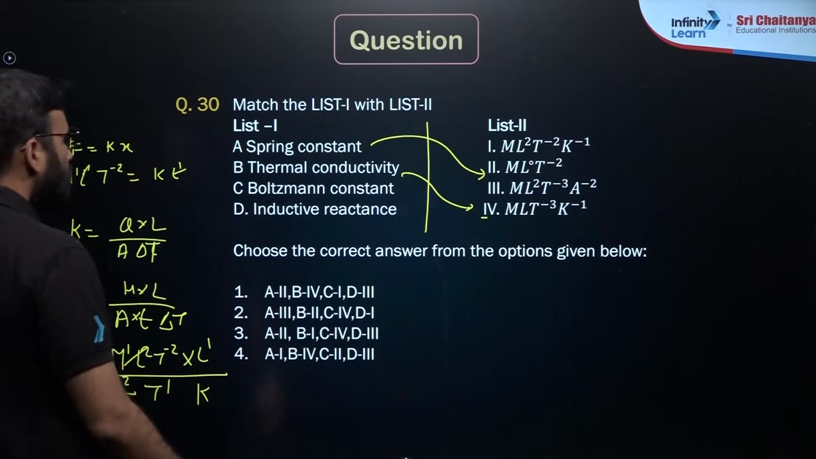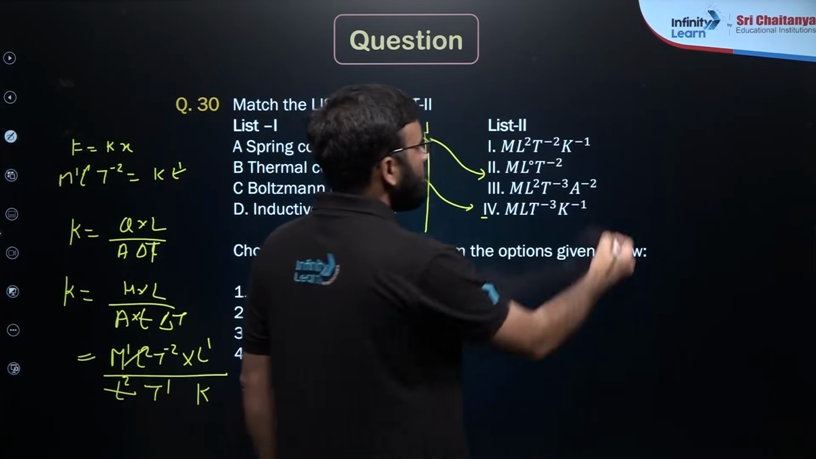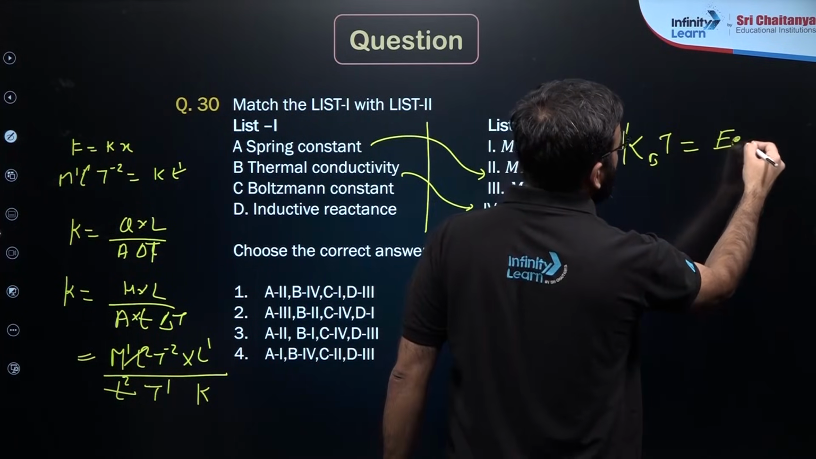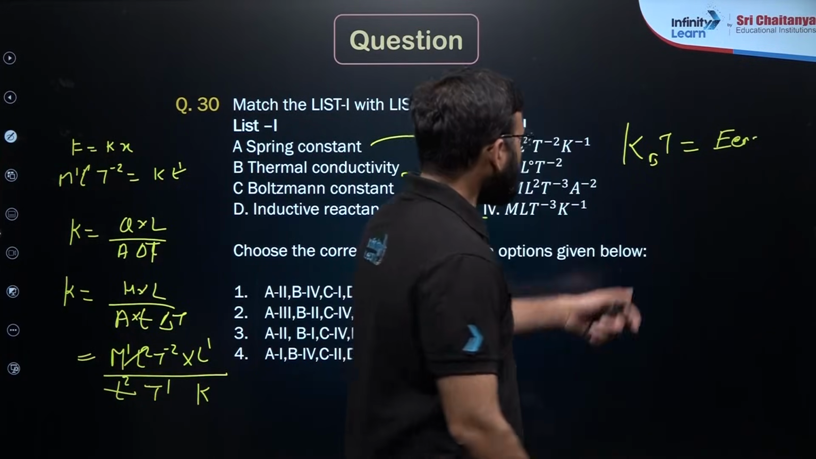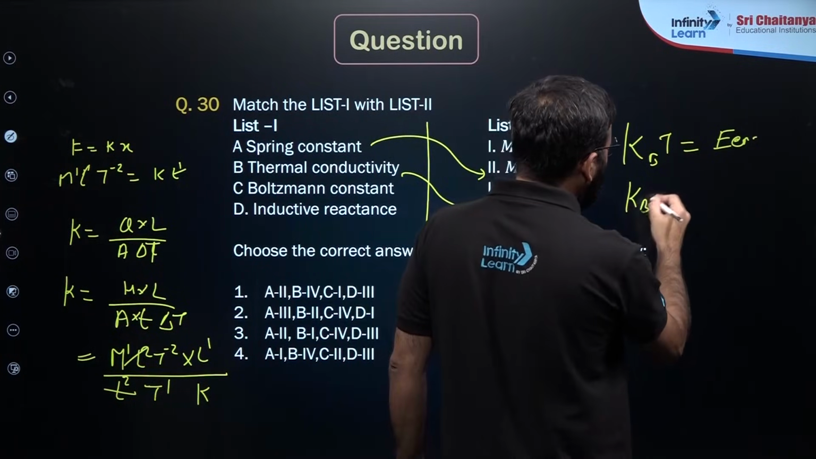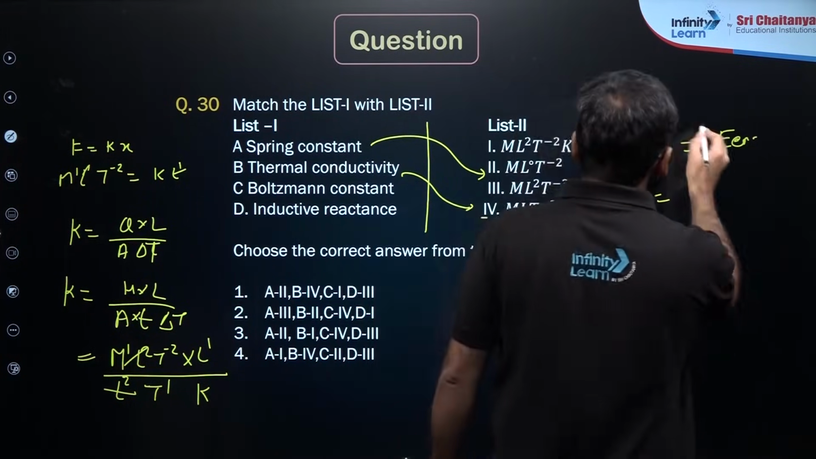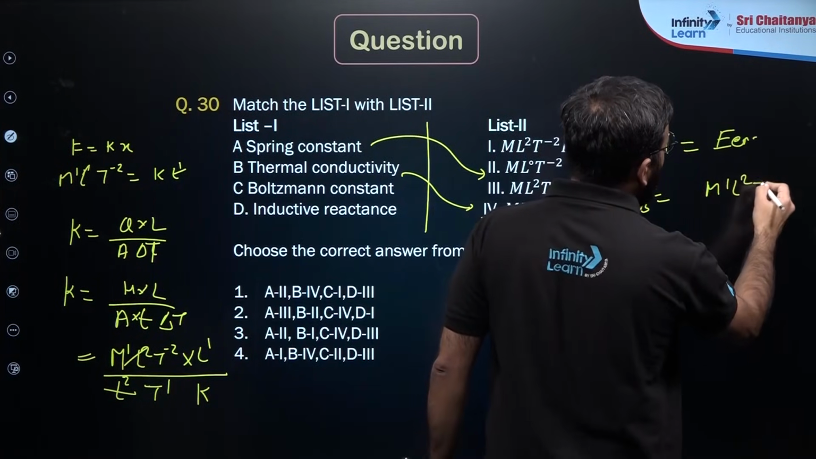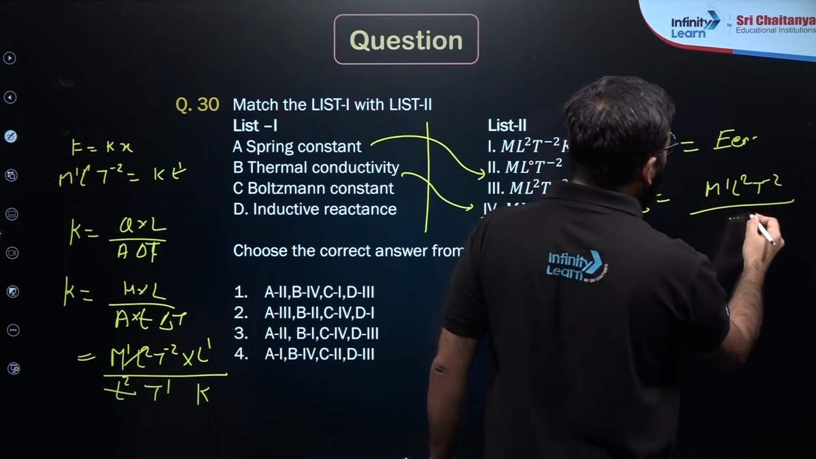Okay beta. Third one is the Boltzmann constant. So Boltzmann constant Kb into T equals energy. Okay, so Kb, the Boltzmann constant, equals energy per unit temperature. So M1 L2 T minus 2 divided by temperature.